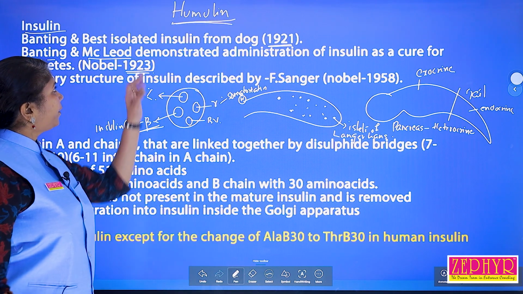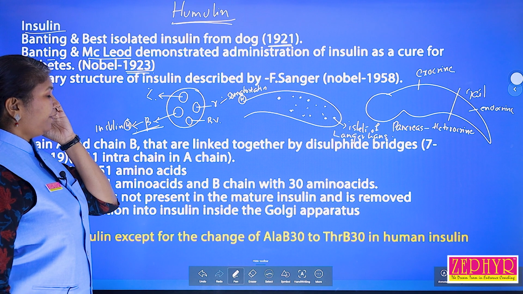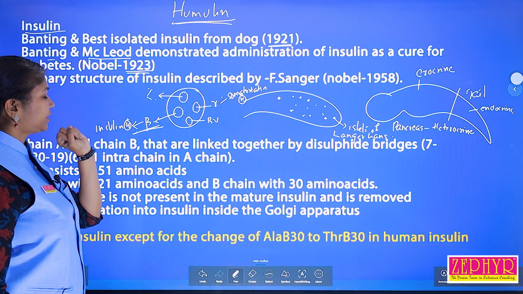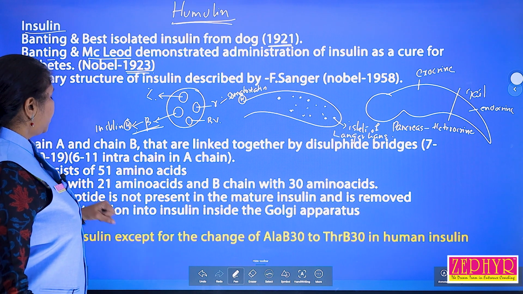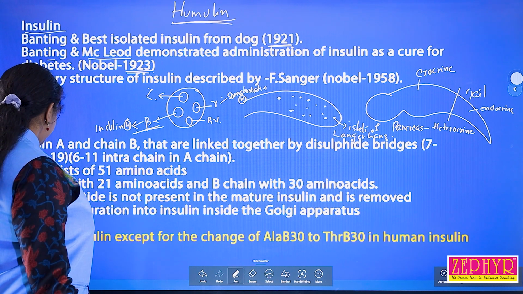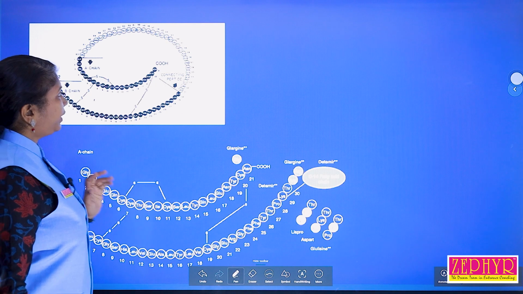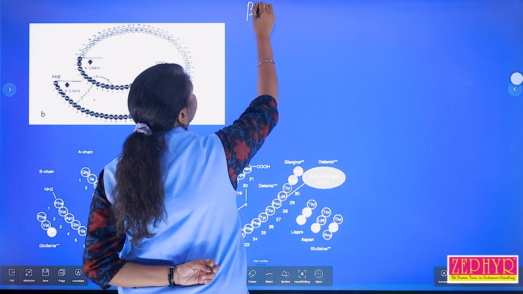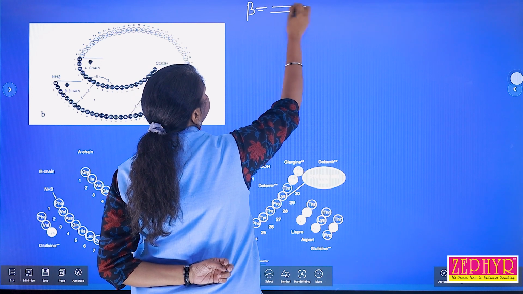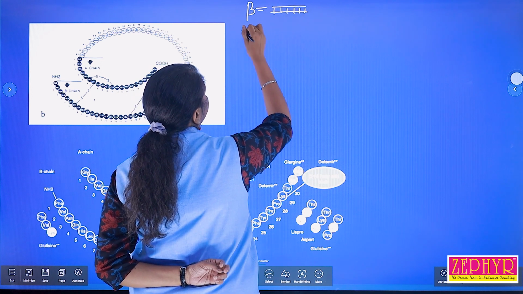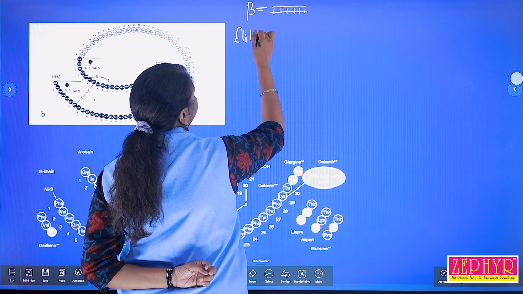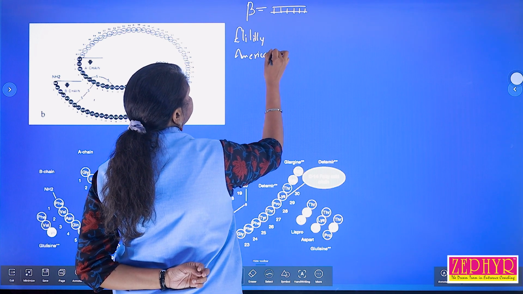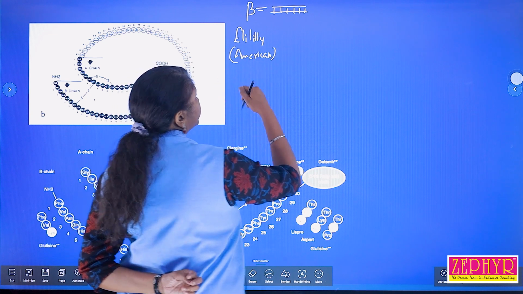Once we thought about making Humulin, the idea came as to from where and how we can do this. That calls for the next idea. We knew that it is extracted from the beta cells, right? So from the beta cells, we took the gene for that. This was done by a company called Eli Lilly, also an American company. They were the first people to do that.